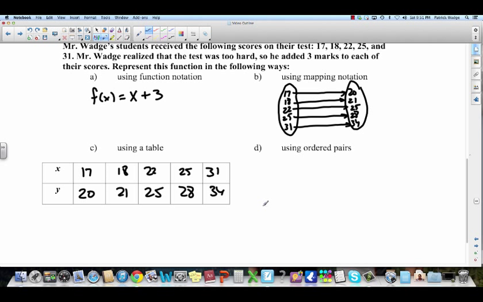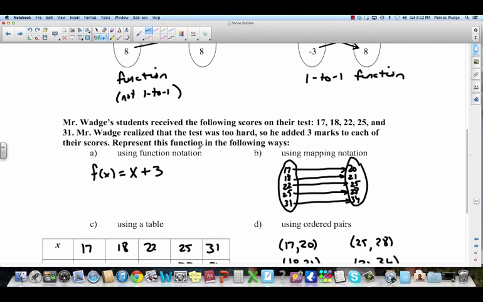That's no problem. How about as ordered pairs? That's easy too. One is 17, 20. Another ordered pair is 18, 21. Another one's 22, 25. Another one's 25, 28, and 31, 34. I think the function notation is the only one that could give you any troubles. Once you got that, you're kind of home free.